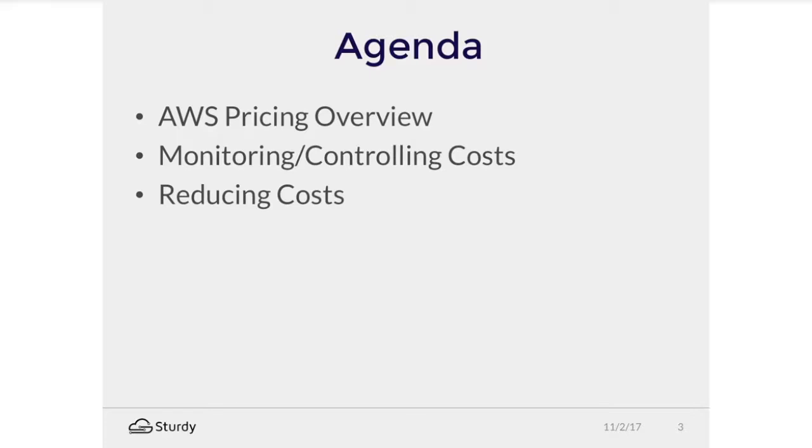Then we're going to go into monitoring and controlling your costs with a handful of first-party tools, and then I'll show you briefly one third-party tool to give you a flavor of what that's like. And then at the end, I think the part you all really want to talk about today is how do we reduce our costs in AWS? How do we maximize the value of the platform? And I'm going to go through about 10 tips on how to do that.